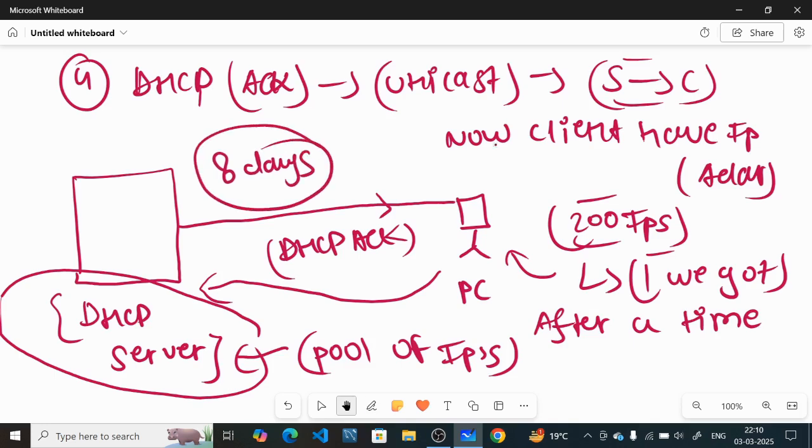Okay. After 8 days, the machine can also send a renewal request. If it is accepted, it will be renewed. If it is not, the machine loses the IP address which was assigned by our DHCP server. Okay.